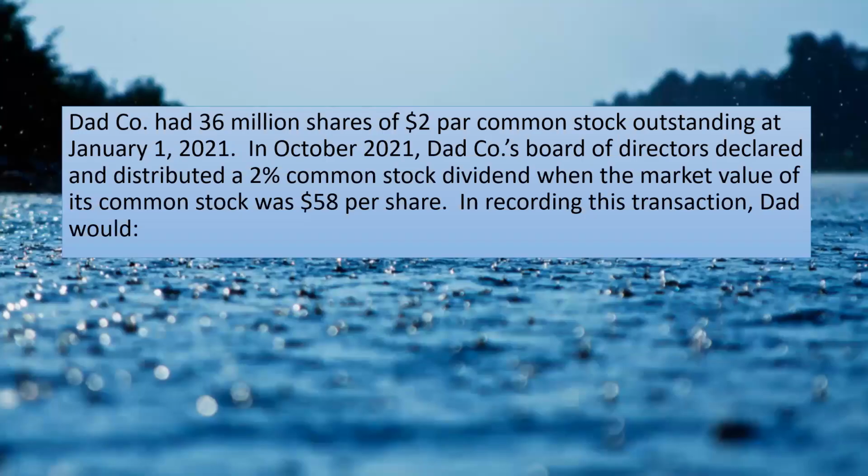All right. Dad Company had 36 million shares of $2 par common stock outstanding at January 1st, 2021. In October 2021, Dad Company's board of directors declared and distributed a 2% common stock dividend when the market value of its common stock was $58 per share. In recording this transaction, what would Dad do?